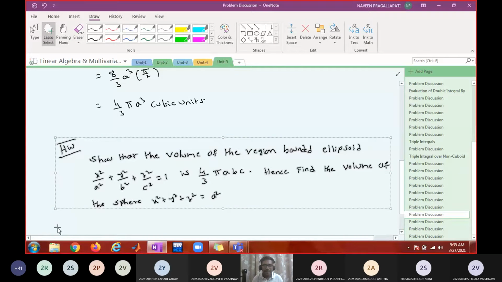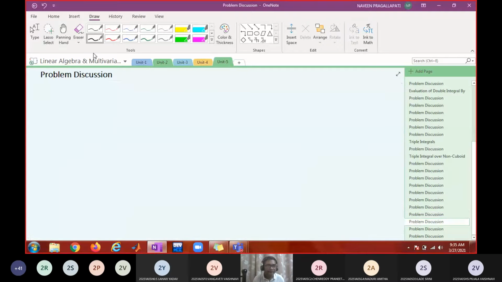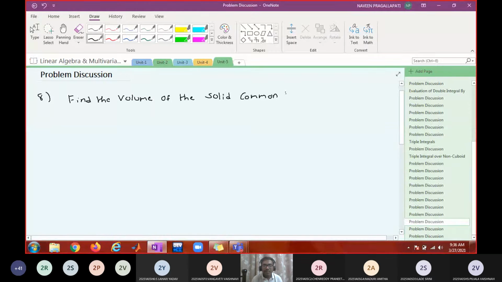Okay, so take the next problem. Find the volume of the solid common to the cylinders x square plus y square equal to a square and x square plus z square equal to a square.